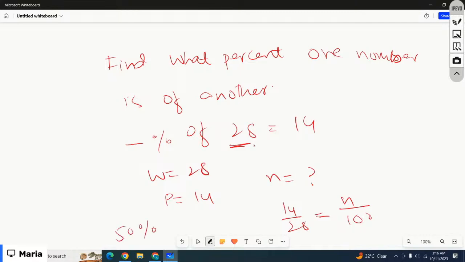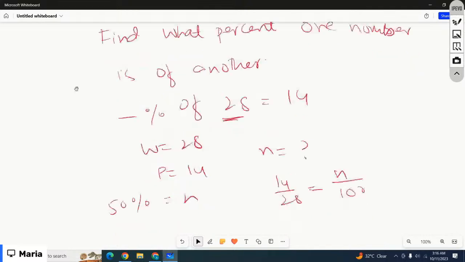That means 14 is 50% of 28, right? You can see 14 is exactly half of 28. That means 14 is 50% of 28, right? Let's just do another example.